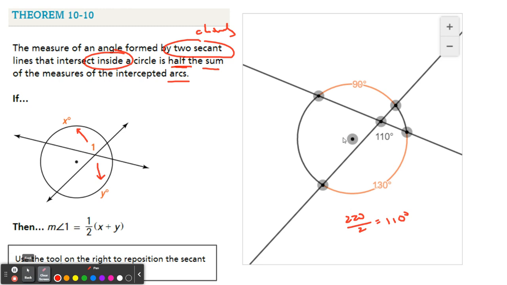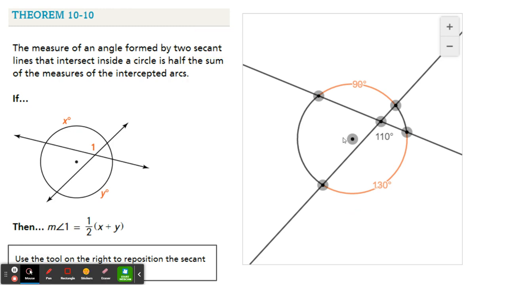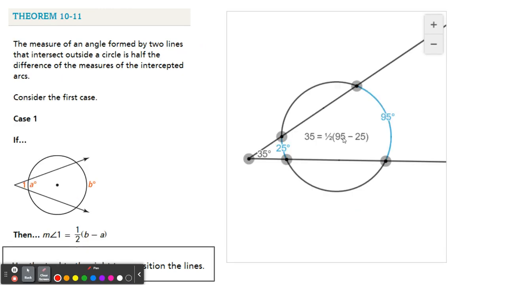All right, next, let's talk about another type of angle. Here we go. So what about the measure of an angle formed by two lines that intersect outside of the circle? So now we're going to look at these two secant rays, right? These are two secants, okay?